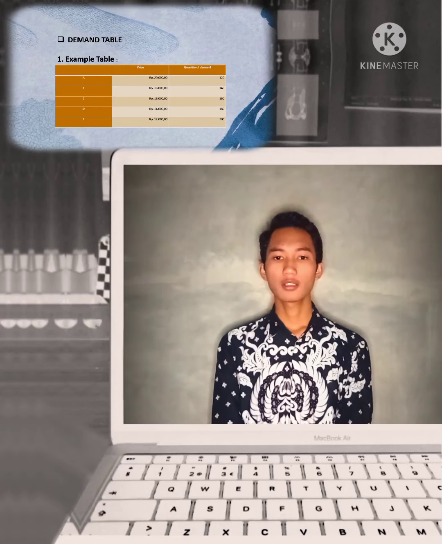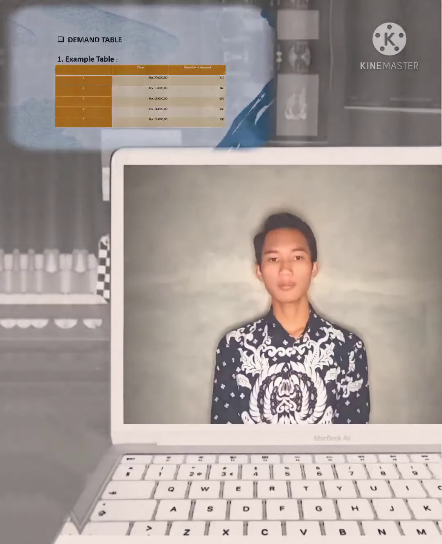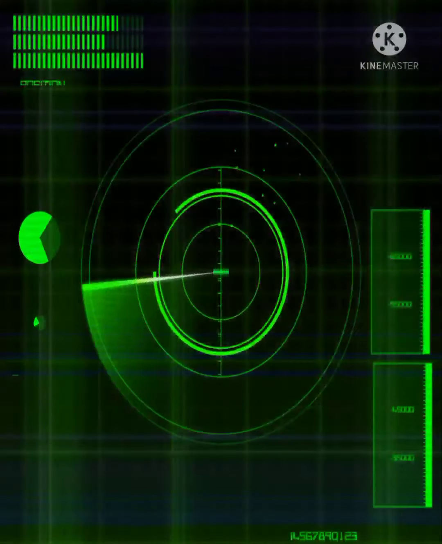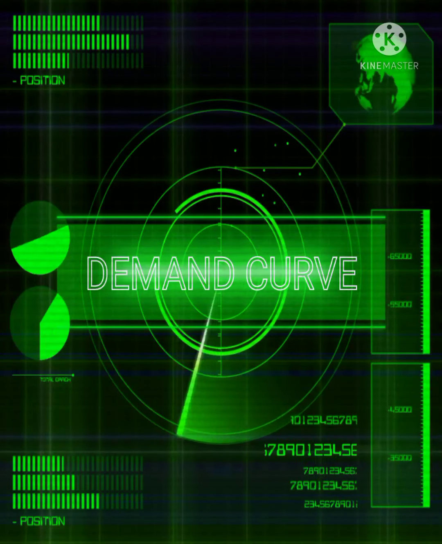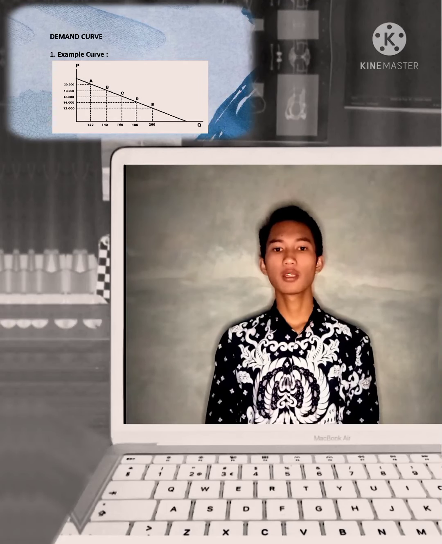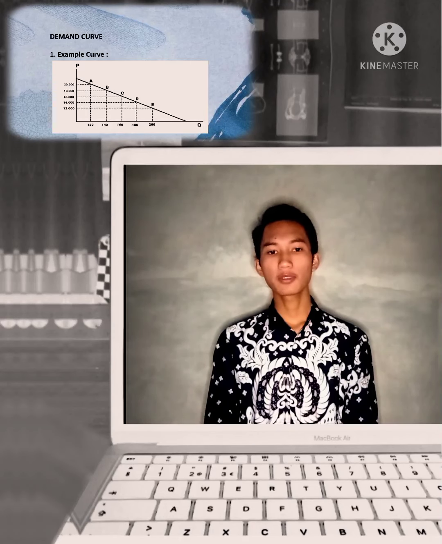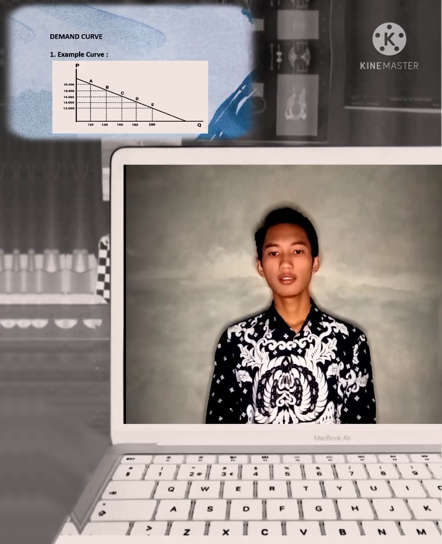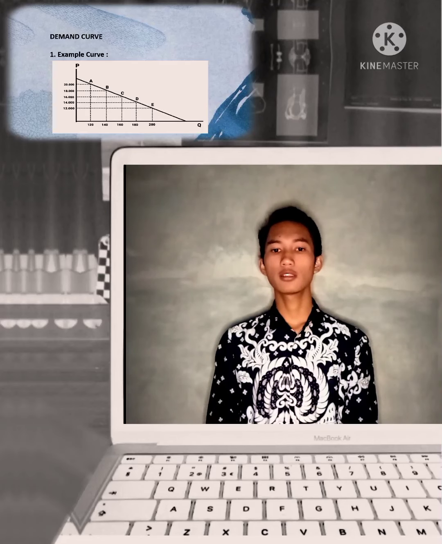The demand curve is a graph that describes the nature of the relationship between the price of an item and the quantity demanded of that good. Thus, based on the data in Table 1 above, we can describe the demand curve. On the vertical axis, the various price levels are described, while on the horizontal axis, the quantity of goods demanded is described.